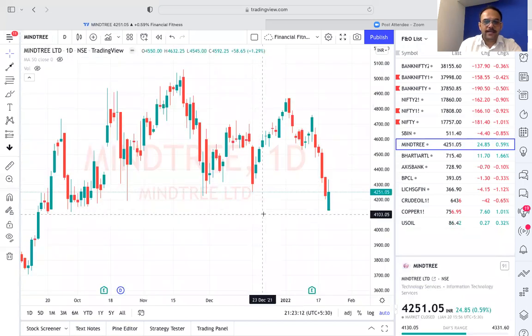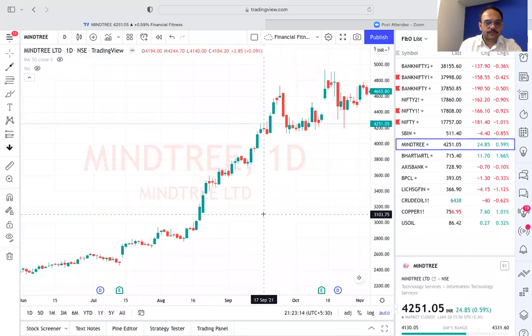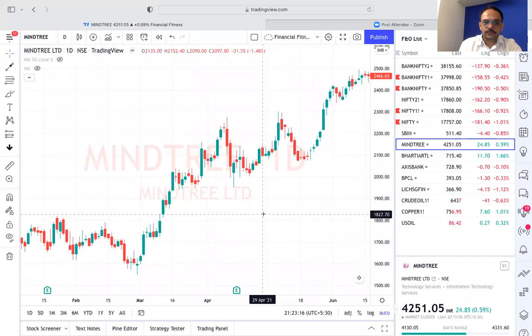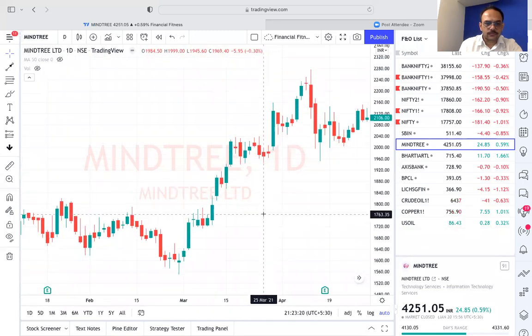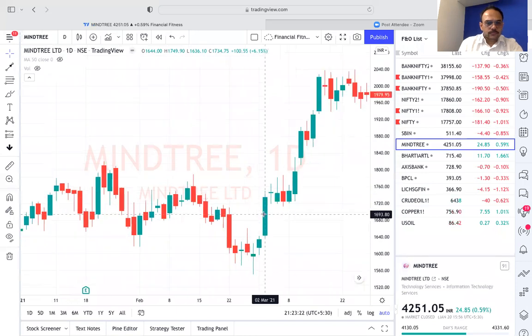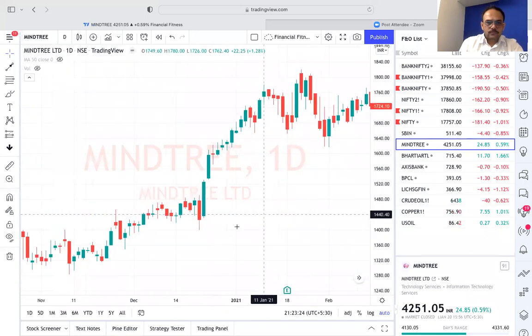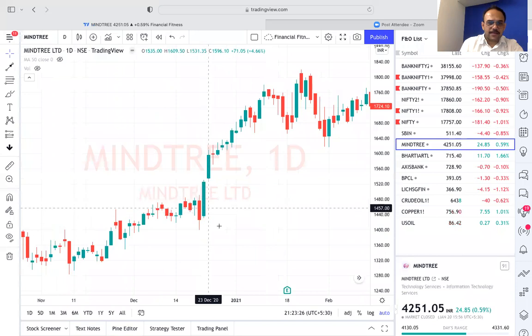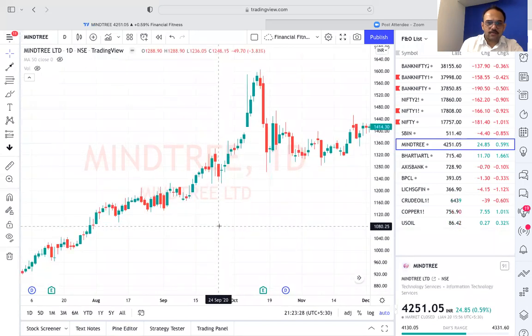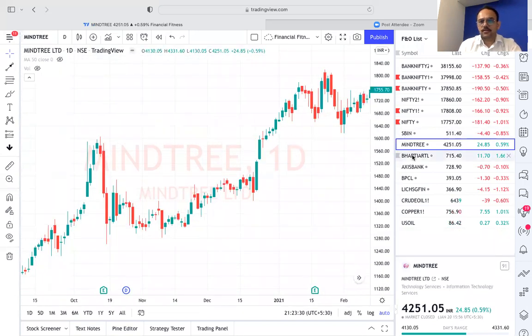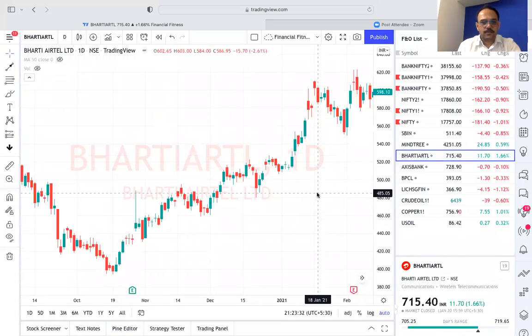Let's see for Mindtree. Oh, this is the first piercing pattern. No downtrend. Okay. I should have kept something ready.